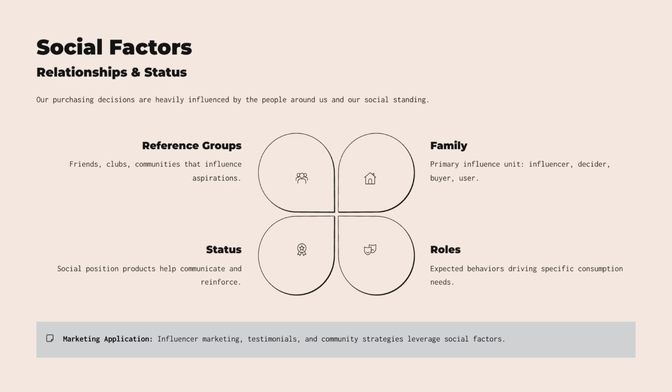Then we have family. Family is perhaps the strongest influence. Marketers are keenly interested in the role of the husband, wife, and children in purchasing decisions. Who holds the wallet and who makes the choice. Then comes role and status, which defines a person's position in a group. Each role carries a status conferred by society, and people often buy products that reflect their role and status.